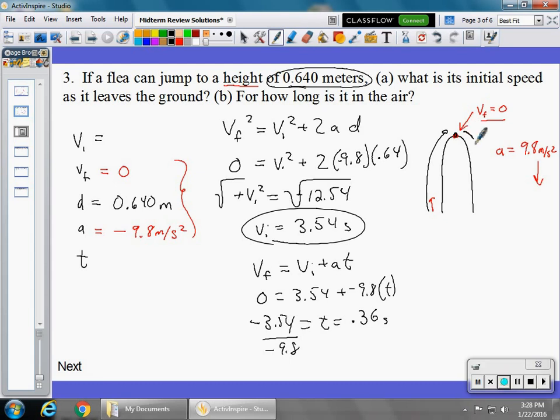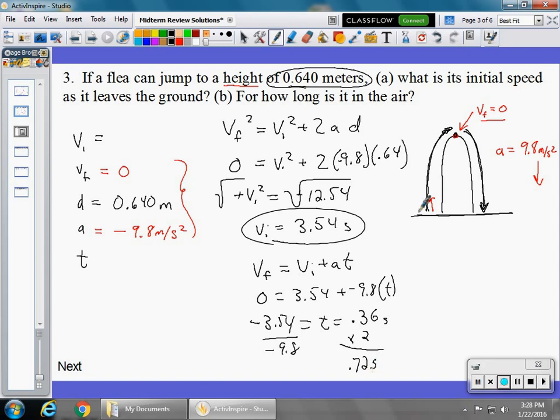But the great thing is, we know that these trips are symmetrical. So in my little diagram, the trip to the top equals the time for the trip to the bottom. The distance to the top is equal to the distance to the bottom if we're on level ground. So we can simply double this, multiply by 2, and that's going to give us 0.72 seconds, which is the correct answer.